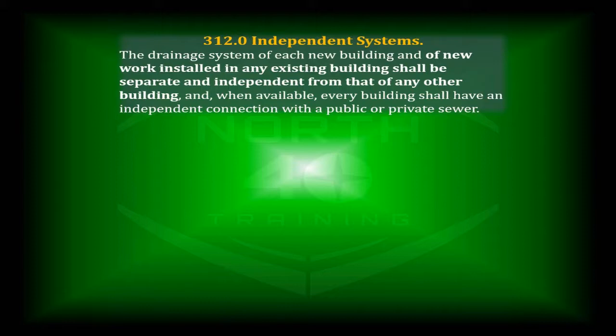312. Independent systems. The drainage system of each new building and of new work installed in any existing building shall be separate and independent of that of any other building, and when available, every building shall have an independent connection with a public or private sewer.